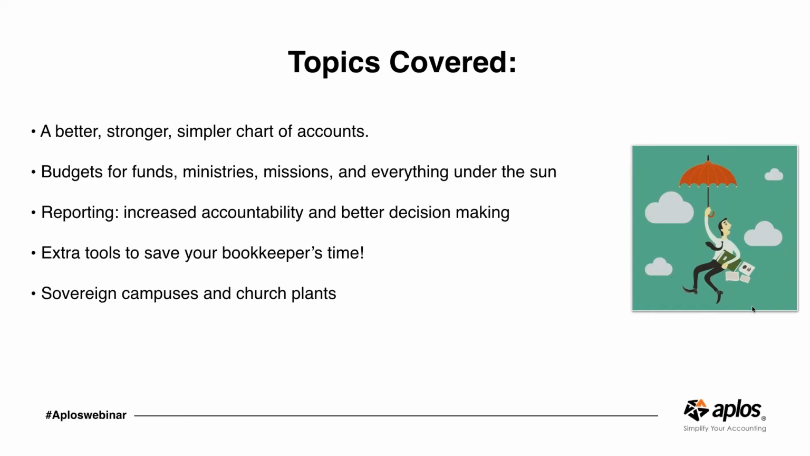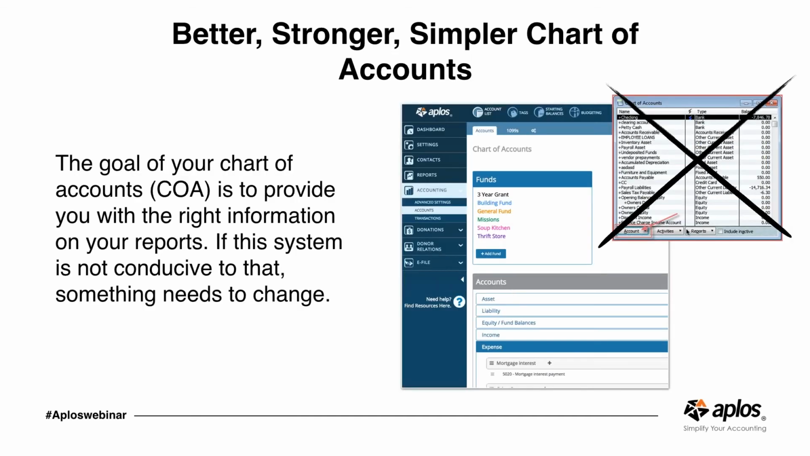Alrighty, so topics that we're going to go over today. We're going to cover a better, stronger, simpler chart of accounts. Part of the big thing when you need to get reporting is having a good basis for that. We're going to go over budgets for funds, ministries, missions, and everything under the sun. You should be budgeting a lot. It's going to help you be more accountable, more transparent, stick to your goals. Reporting, increasing accountability, transparency, better decision making, giving those reports to the correct people so they can review them as well. And then extra tools to save your bookkeeper's time, something that every bookkeeper wants more of. And then for any churches that might have campuses, multi-site, or church plants, some of the tools that we can help with that as well.